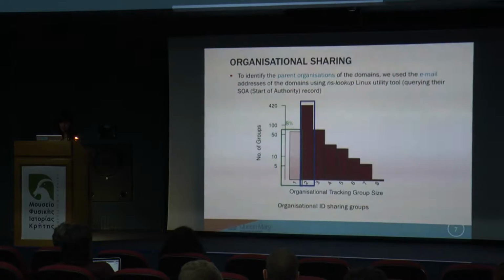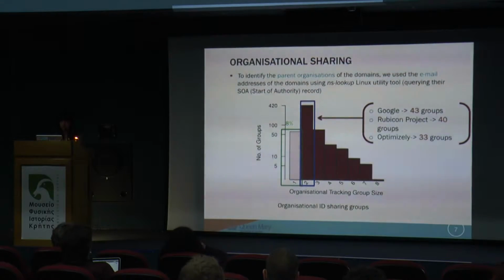Analyzing these two organizational sharing groups shows that about 70% of these groups, the majority of them, include members that only appear in one ID sharing group. However, some companies like Google, Rubicon Project, and Optimizely, a targeted ad company, appeared in over 30 organizational ID sharing groups with 2 members.